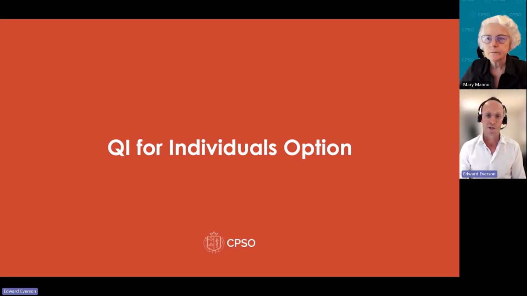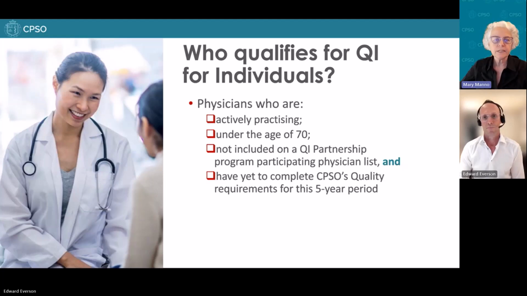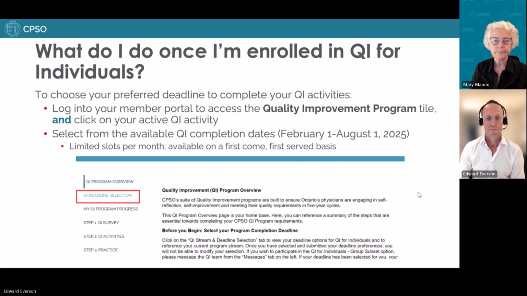Mary Manno, who's going to speak about our QI individuals and groups subset options. Thanks, Ted. Thinking about who qualifies for QI for individuals, these physicians are those who are actively practicing. They're under the age of 70. They are not included in a QI partnership program participating list, and they have yet to complete the CPSO's quality requirements for the current 5-year period.